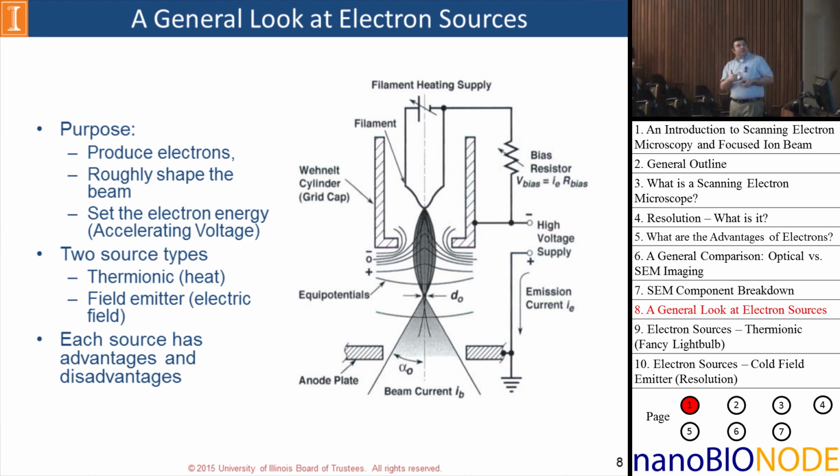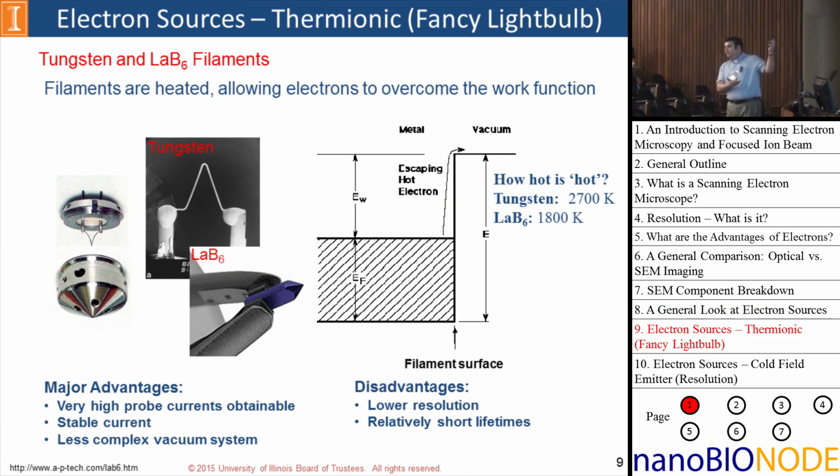What it does is it produces electrons, it roughly shapes the beam, and then sets, once again, your acceleration voltage. There are two types of sources. Thermionic sources that use heat to produce electrons, and then there are field-emitting sources that use an electric field to produce the electrons. Each source has advantages and disadvantages. And now as we move on, the sources. First one, thermionic sources, which is effectively the fancy light bulb of the electron source world.